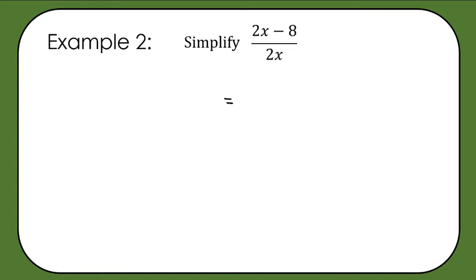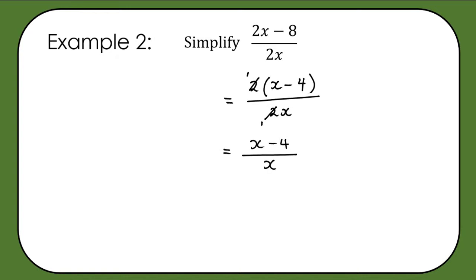And so there's a common factor in the numerator of 2. So we've got 2 times x minus 4, and the denominator is already factorised. It is 2 times x. So now we can see clearly that the numerator is made up of 2 times x minus 4. There are 2 factors there, and the denominator is made up of 2 times x. There are 2 factors there, and there is a factor in common. It is 2. So we can divide both the top and the bottom by 2, which leaves us with x minus 4 on the numerator and x on the denominator.